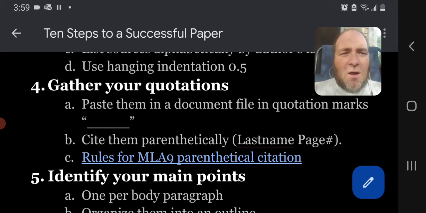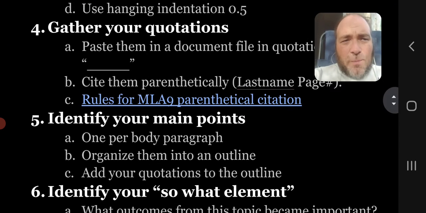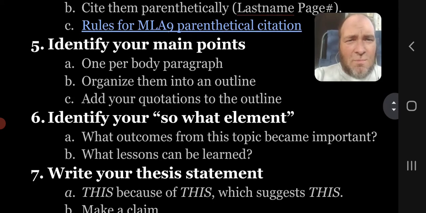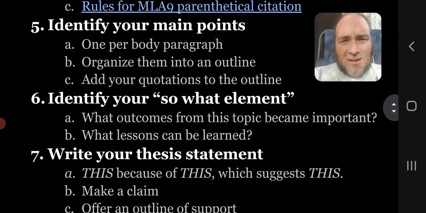If you have questions about the rules for MLA 9 parenthetical citation, they're in the document. You can click right there. It takes you to a website source where you can find them. If you have questions that you can't answer easily, email me. I'm more than happy to troubleshoot your problems for you and give you whatever advice I can. Speaking of which, I'm also more than willing to open up a Google Meet and meet with anybody and discuss their paper at any point.